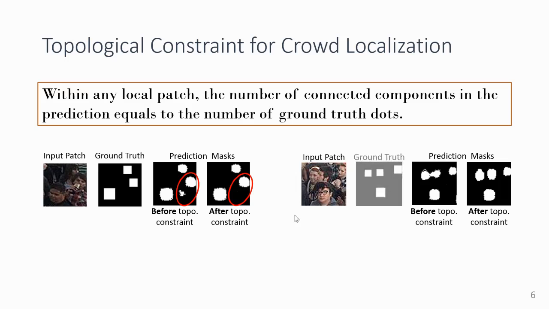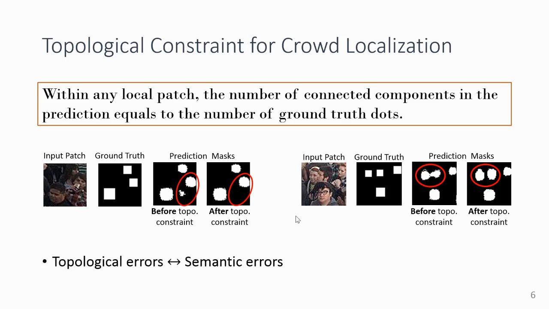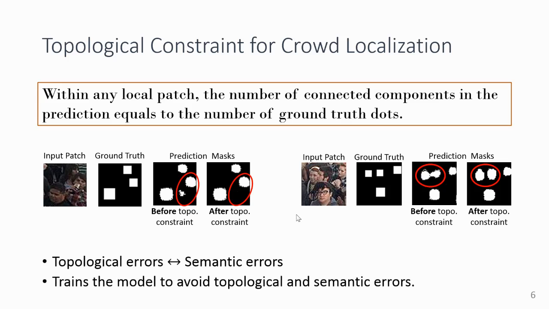On the right, the ground truth has 4 components, and the prediction mask before the topological constraint has 3 connected components, because 2 of the predictions collapse to appear as one in the prediction mask. After training with the topological constraint, the components become well separated and have the same number as the ground truth. These are topological errors, and they correspond to semantic errors. And so by training our model to avoid topological errors, we are training the model to avoid the semantic errors.